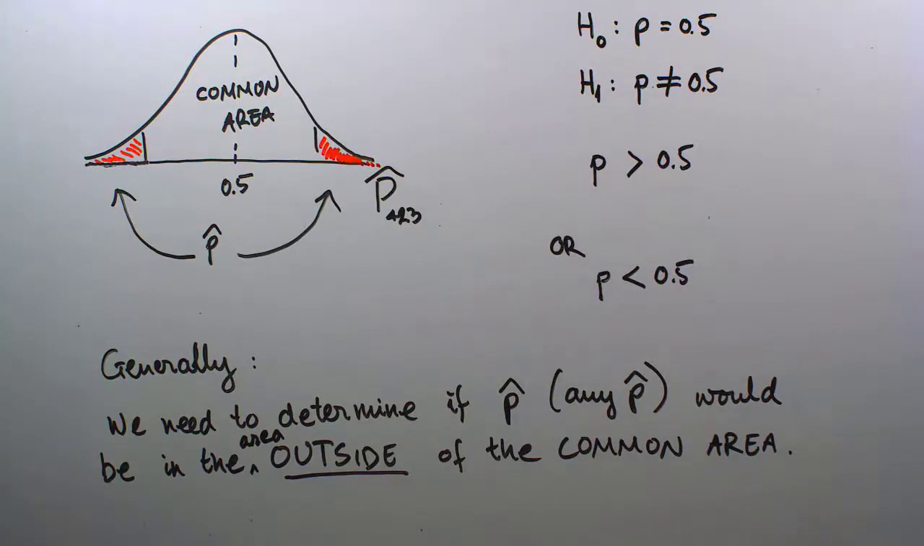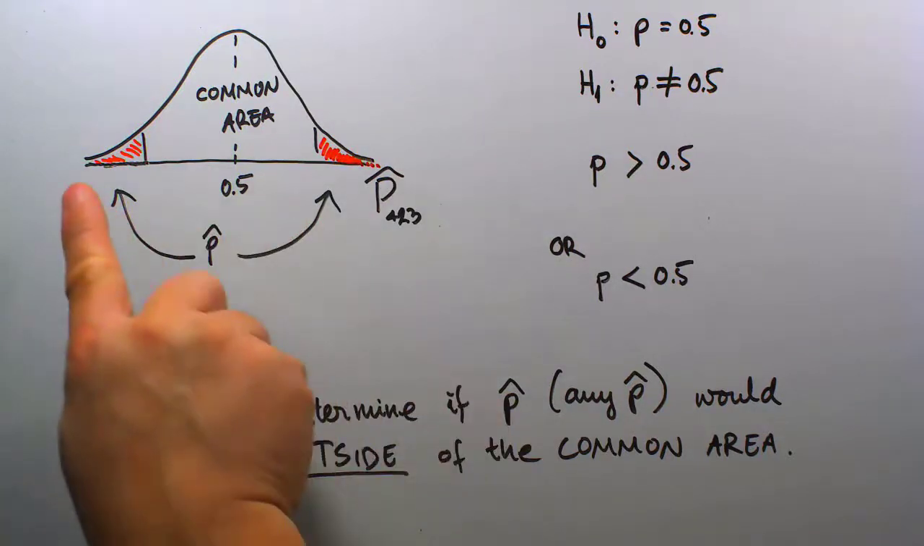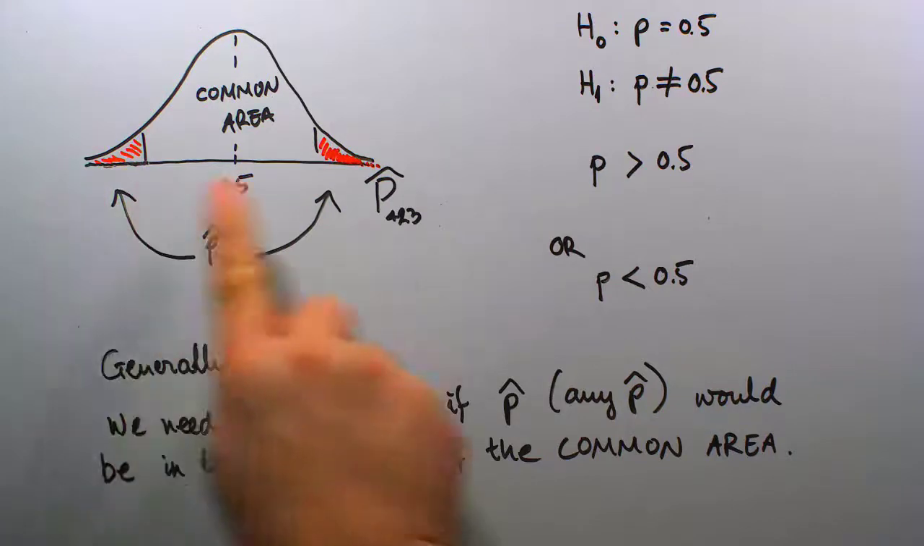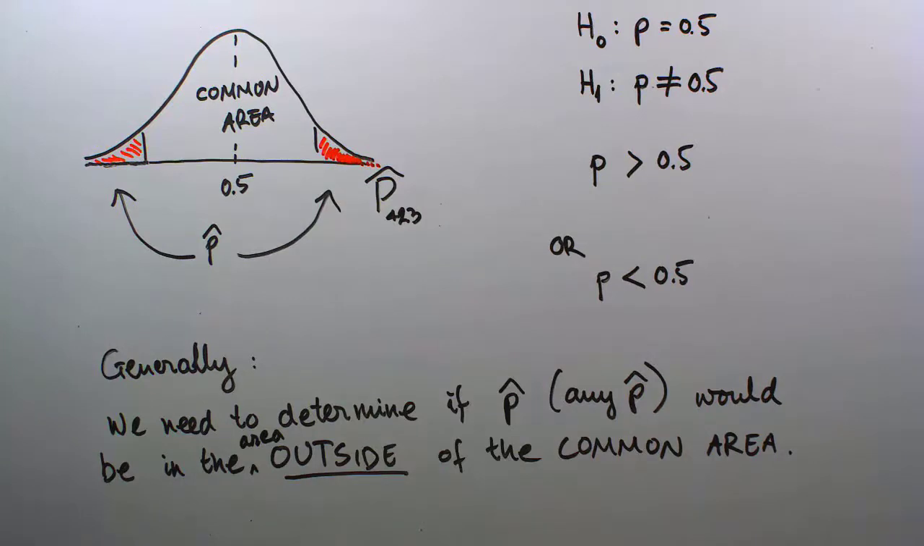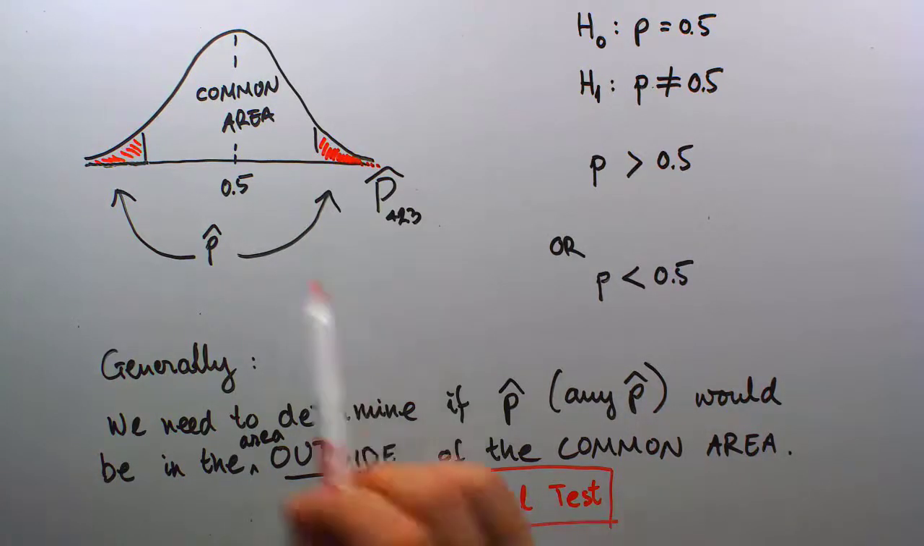Because we're particularly interested in determining whether or not our sample would fall into the area outside of the common area. According to the picture we have here, there are two areas: one on the left tail and one on the right tail. They're both shaded in red, and that is the reason why this kind of problem is referred to as a two-tailed test, because we're trying to determine whether any sample we're about to have would be likely to fall into any of the areas outside.